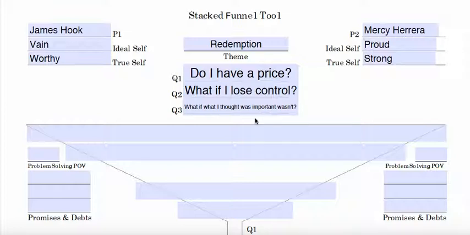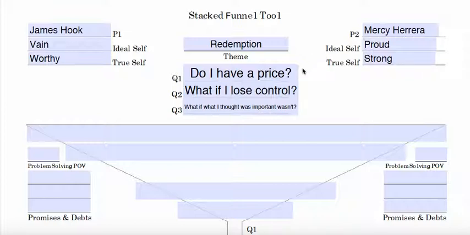So you can see at the top of the page here, I've already filled out the information that we went over in the character arc worksheet video for the character of James Hook. I have his beginning ideal self and his ending true self. And I've also done the same for the second protagonist, Mercy Herrera. I've filled in her ideal self, which is proud, and her ending true self, which is strong.